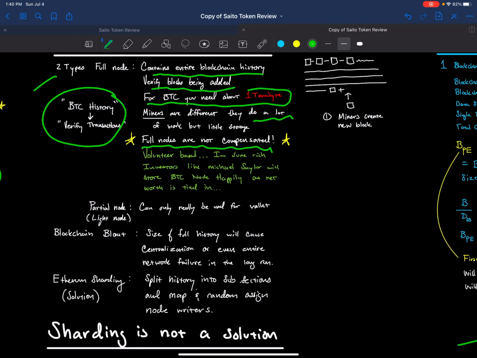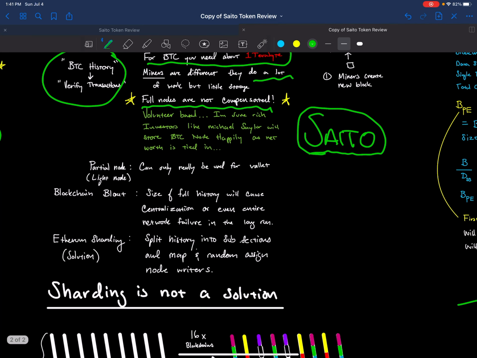So guys, the reason we're talking about all this is Saito compensates full nodes. They compensate for everyone having full nodes so the history persists. And it's a low cost. It's not a big cost, but it needs to be accounted for. And that's what's causing it to bloat in other blockchains because it's not accounted for. Saito solved that. Right now in Bitcoin, it's volunteer-based.